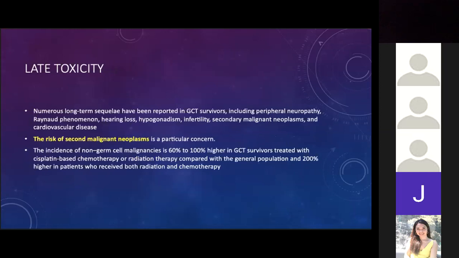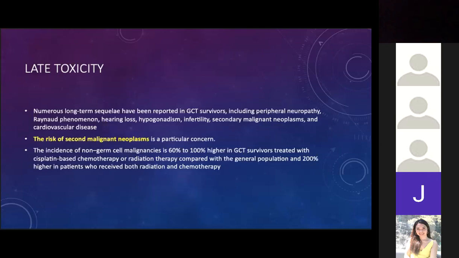Late toxicity includes peripheral neuropathy, Raynaud's phenomenon, hearing loss, hypogonadism, infertility, secondary malignant neoplasms, and cardiovascular disease. The risk of second malignant neoplasm is a particular concern. The incidence of a non-germ cell malignancy is 60 to 100% higher in GCT survivors treated with cisplatin-based chemotherapy or radiation therapy compared with the general population, and 200% higher in patients who receive both radiation and chemotherapy. In summary, all treatments for GCT, either surgery, radiotherapy, or chemotherapy, are associated with risk of early and late toxicity. The most concerning late complications are cardiovascular diseases and survival of motor neurons.